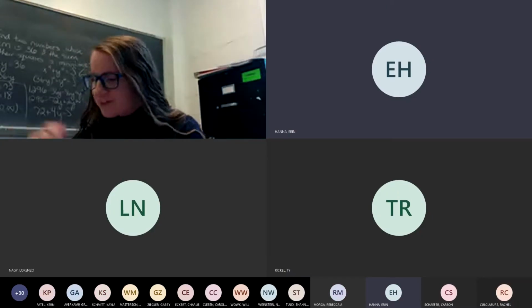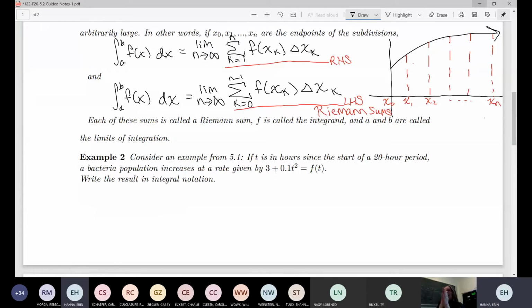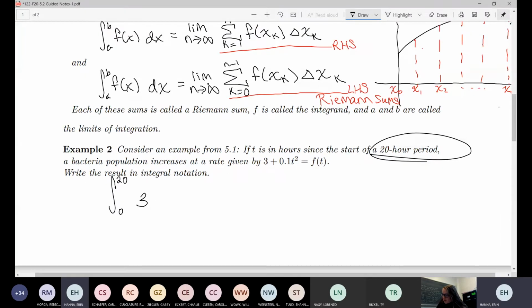Anyway, sorry about that. It was a problem where we had to find a bunch of Riemann sums. That's not there anymore, but say we wanted to write that Riemann sum as an integral now. We want the area underneath this function between 0 and 20, and we were given the function 3 plus 0.1 t squared. To write that in integral notation, we would have an integral from 0 to 20, because those are our bounds over the 20-hour period, and we would just have that function as our integrand.